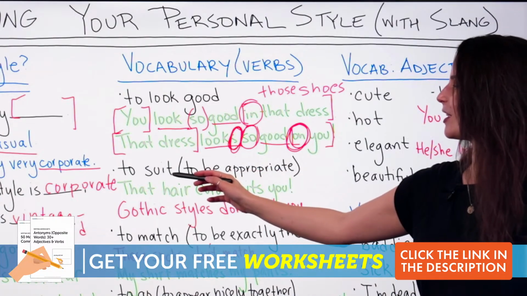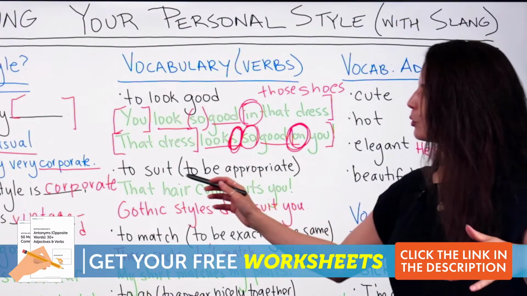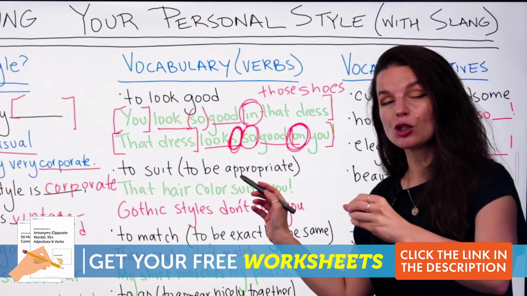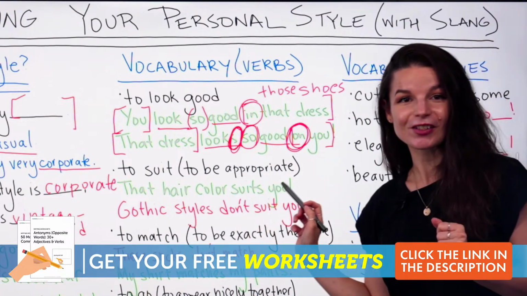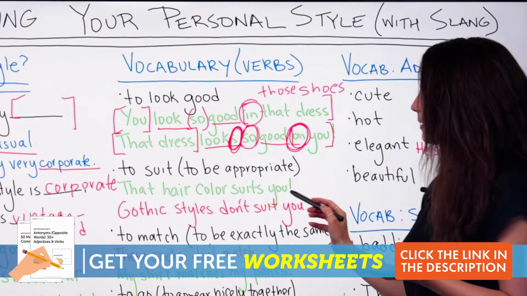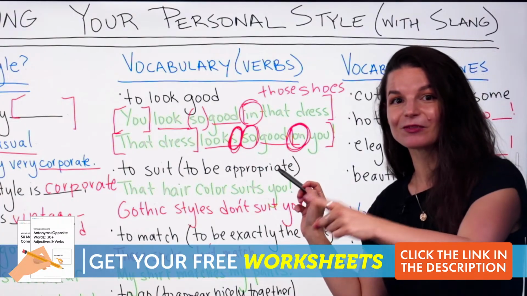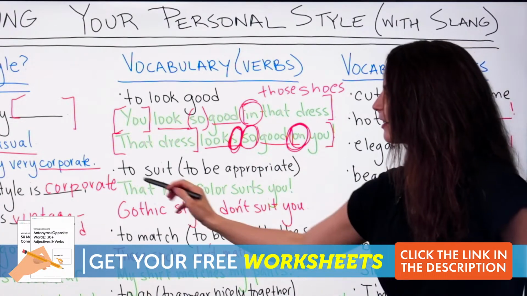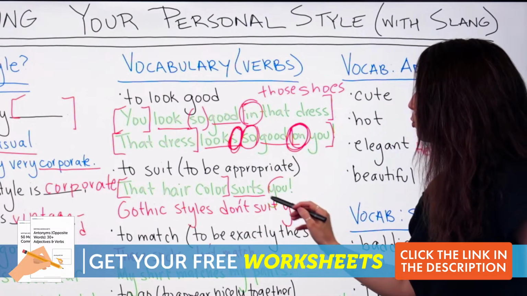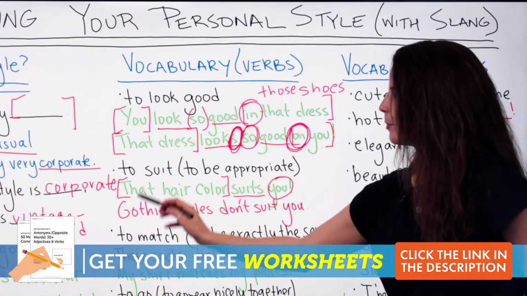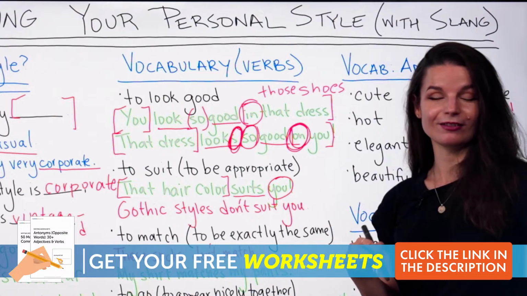The next key verb here is to suit. To suit. All right, this one is super useful. To suit means to be appropriate. To be appropriate. Let's look at the examples and then we'll break it down. That hair color suits you. This means that hair color looks nice on you, or that hair color looks so good on you. So what happened here? That hair color is our subject here. That hair color suits you. All right? So that means the subject is appropriate or is a nice choice for you. Easy, right? That hair color suits you.